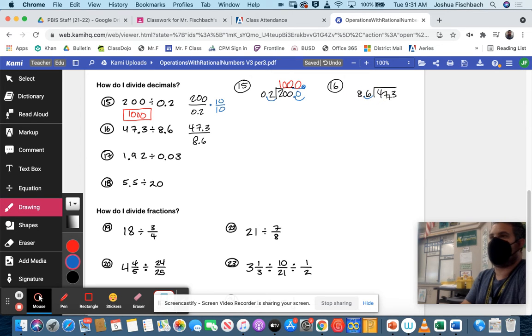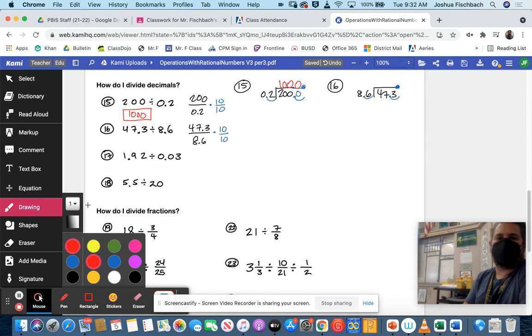If you scooch it to the right on the outside, you better scooch it to the right on the inside the exact same way. And then bring your decimal up in this new location. So basically what we're saying is that 47.3 divided by 8.6 is exactly the same as 473 divided by 86. Once again, we just multiplied top and bottom by 10. So we got a giant 1 that created an equivalent ratio that was easier to deal with.